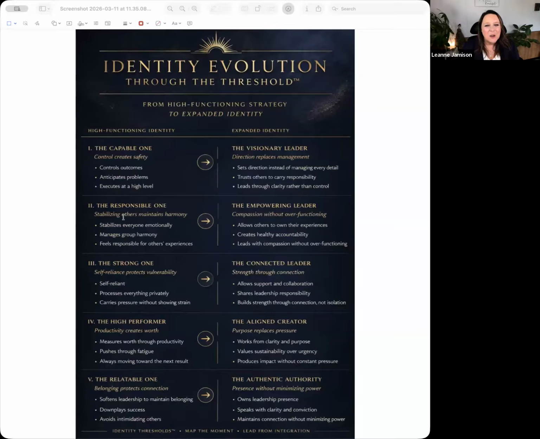Okay? So I'm going to stop sharing here, and hope that you have your identity evolution through the threshold in front of you as well, and that some of this, if not all of it, really resonated with you. And before we go into a reflection, I want to say one thing very clearly. Everything on the right side of your handout, the expanded identity, is built on what's already on the left.